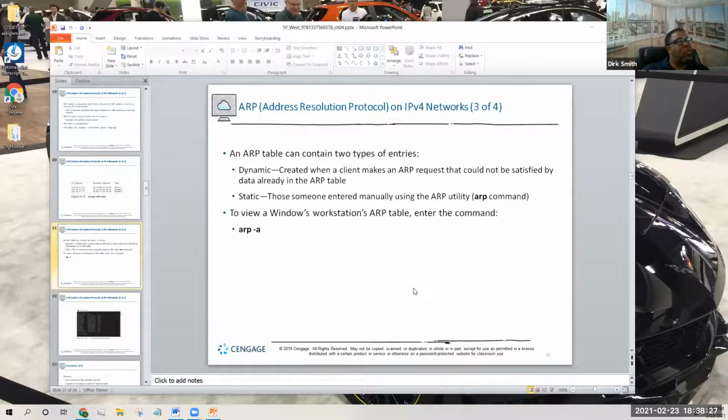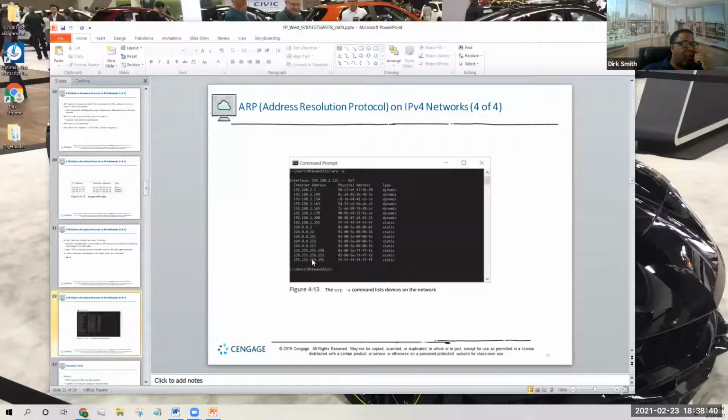So if you were to use this command, if you go to a Windows DOS prompt, just go to a command prompt on any computer, and you type ARP space minus A, if your computer's on the network, you should see an ARP table, something similar to this, of all the systems that it has here.